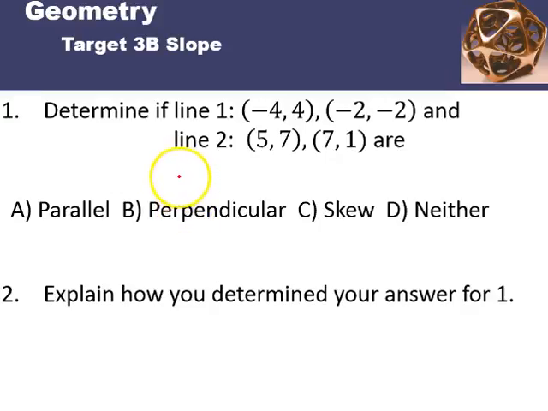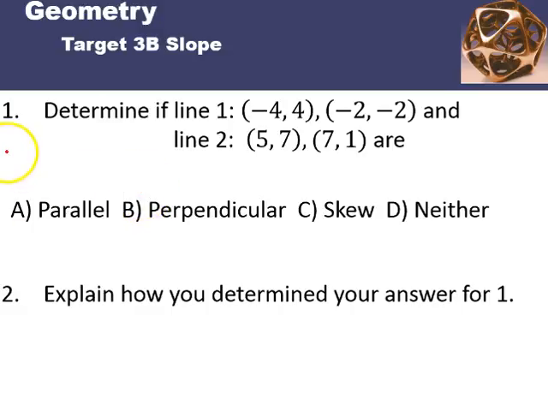Okay, so the first thing is, this is a target 3B slope video. We have to determine if line 1 and line 2 are either parallel, perpendicular, skew, or neither. To figure that out, we have to figure out what the slopes are. If you can't find the slopes, you're not going to solve this problem, and you're not going to get it right. So you have to find the slope.